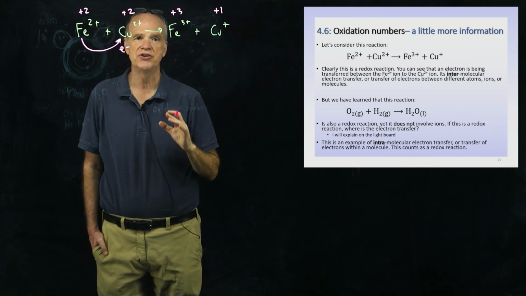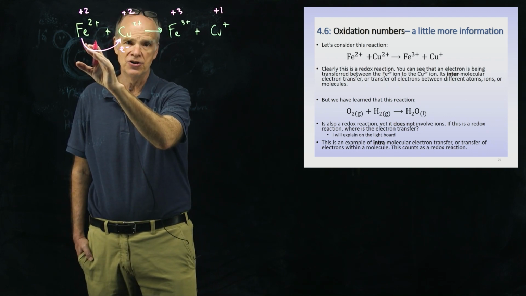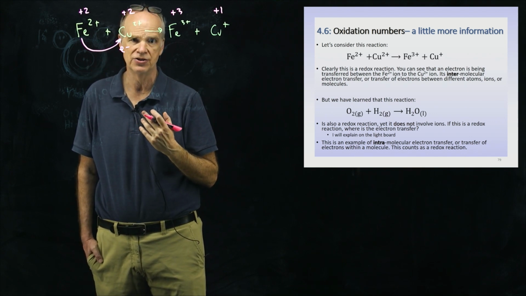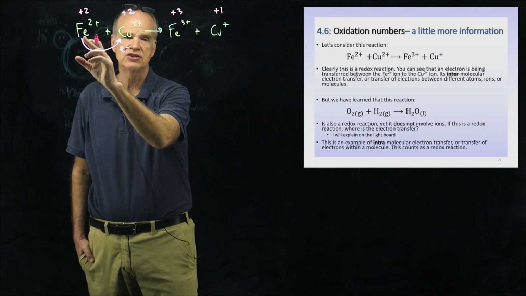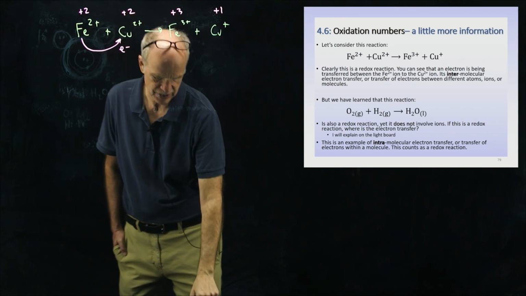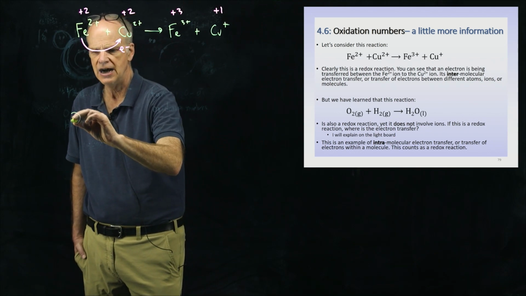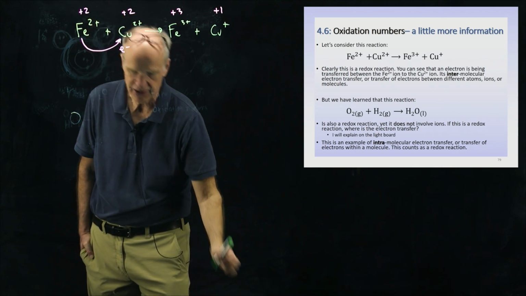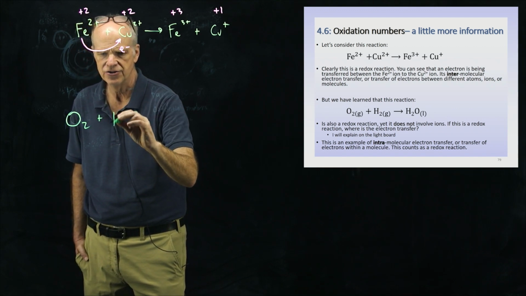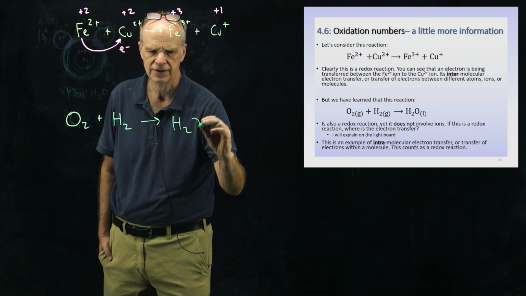So you can see that this is a redox reaction because what we're having here is interspecies transfer of electrons, or intermolecular transfer of electrons. We have electrons leaving one species and going to a completely different species. Okay, so let's consider the next reaction. We have here oxygen. Let me get a better pen here. We have oxygen plus hydrogen, and we're going to water.